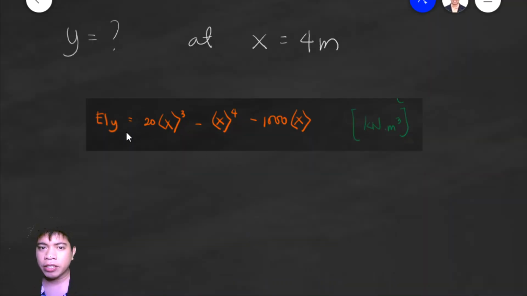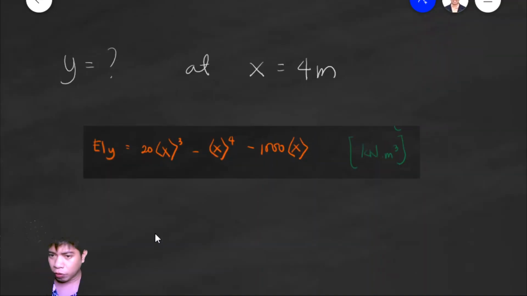So ito na nga guys yung ating deflection equation. Kinopya ko lang siya galing sa ating sinolve kanina. So EIY, ito na nga yun. All we need to do is to substitute yung ating x na equals to 4 meters at saka yung EI na na-solve natin kanina. Ayun, gawin na natin to.